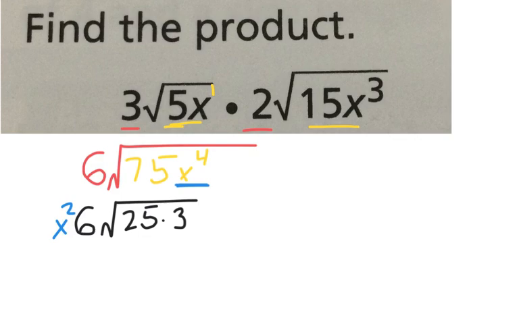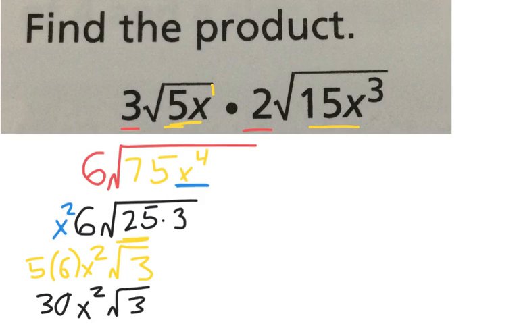And then times the square root of 25 times 3. What is the square root of 25? 5. So that's going to come out front as a 5. So now I have 5 times 6 times x squared times the square root of 3 is stuck underneath the radical. 5 times 6 is 30. 30x squared radical 3.